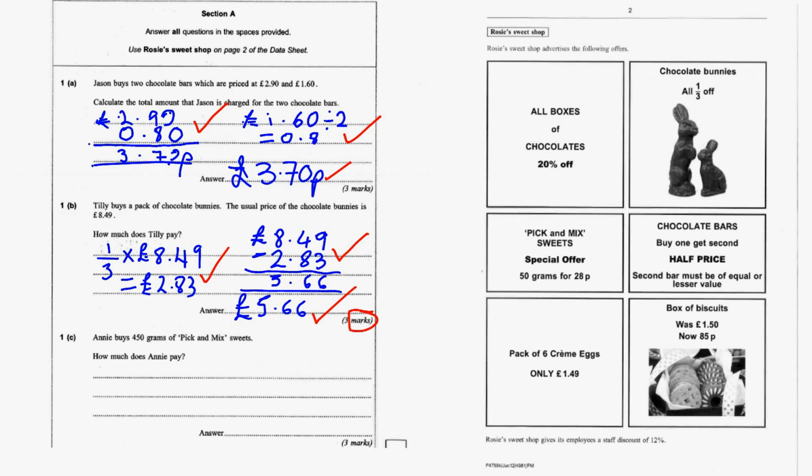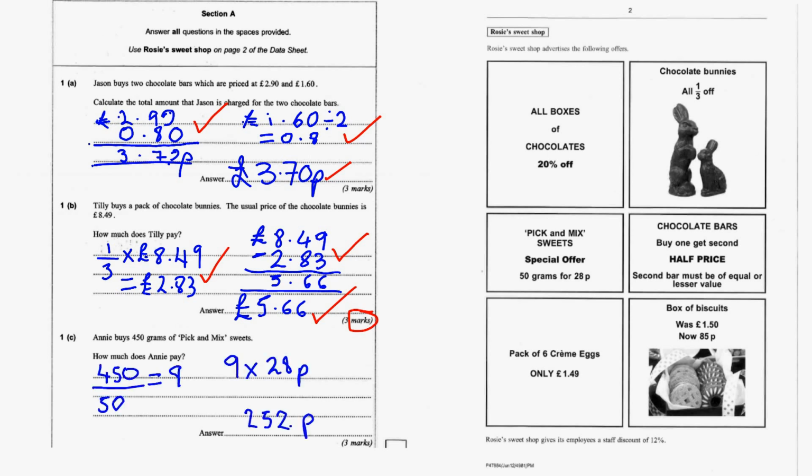The next question is asking us, Annie buys 450 grams of pick and mix sweets. How much does she pay? Now we look at the pick and mix here. Okay, now attempt the question, pause, and then I will go through it with you. Let's have a look at the answer.